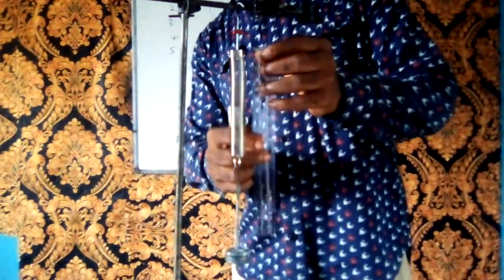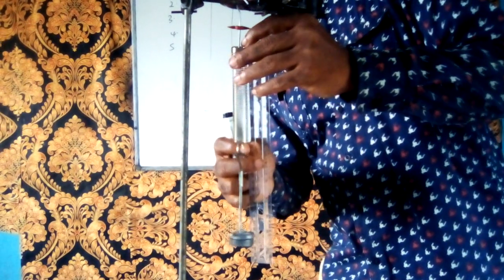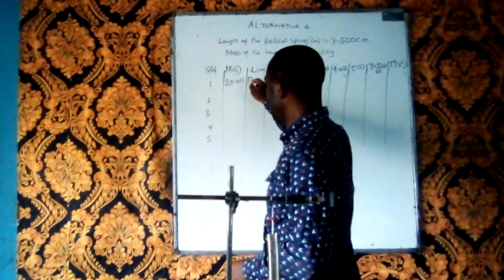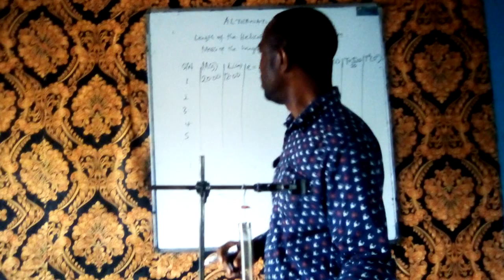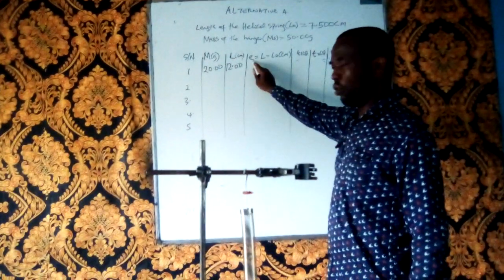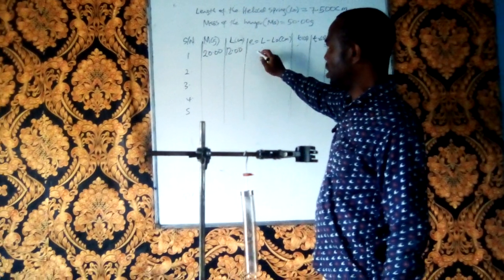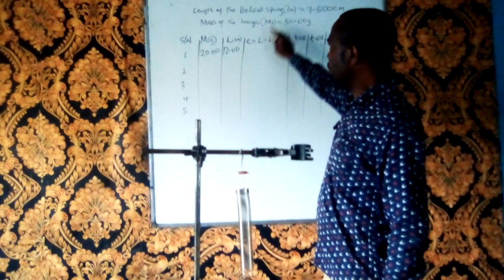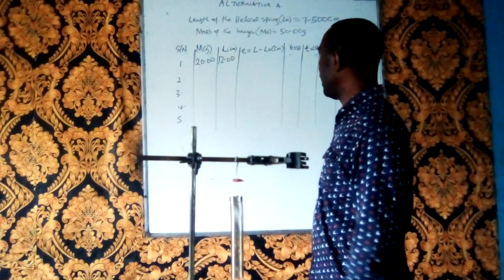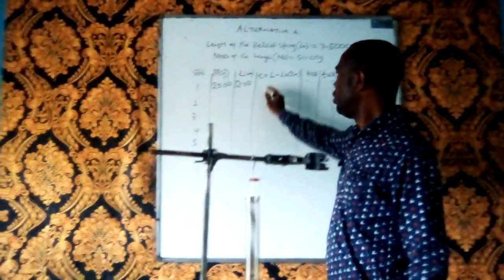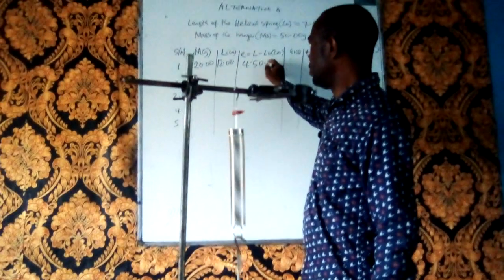Measure the spring. The new length is around 12.00 cm. So that's the length when a mass of 20 grams is hanging on it. Then we have to find the extension. The extension is the difference between the new length and the original length. That is 12 minus 7.5, and that will give you 4.500.